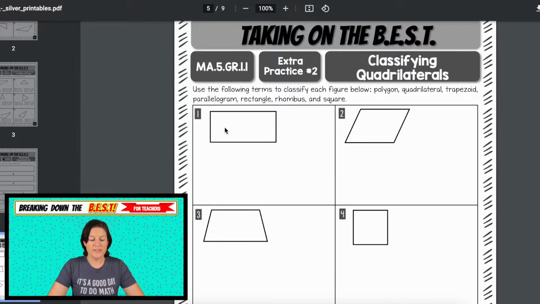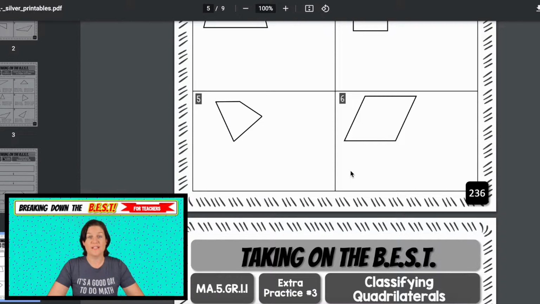So looking here, yes, this is a rectangle, but it's also a polygon, a quadrilateral. It's technically considered to be a trapezoid, and it's a parallelogram as well as the rectangle. It stops right there at the rectangle. So we'll look at all 6 of these different shapes and give them all the names that they have, including the most specific name for each.